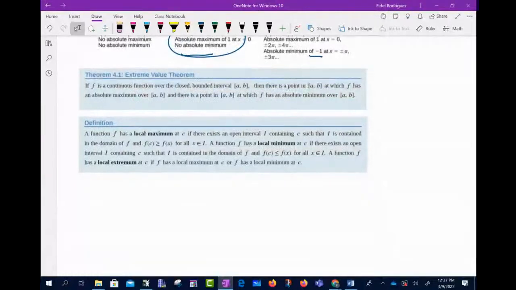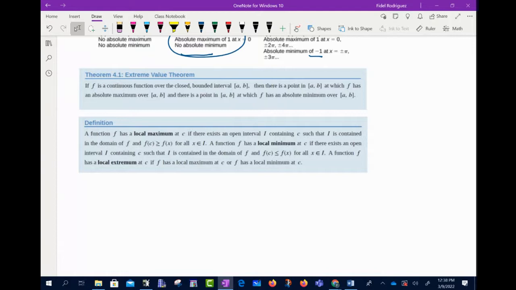Okay, so the next portion here, y'all, says, if f is a continuous function over the closed bounded interval from a to b, then there is a point in that closed interval [a, b] at which f has an absolute maximum over that closed interval, and there is one point in that closed interval where f has an absolute minimum over the closed interval.